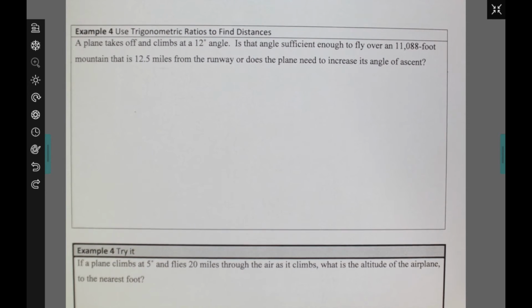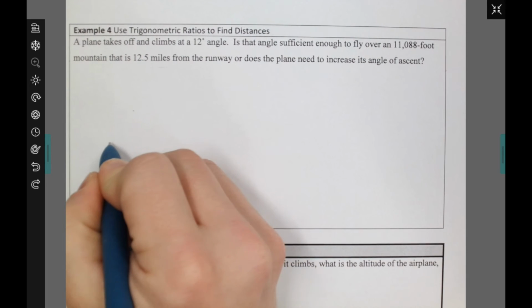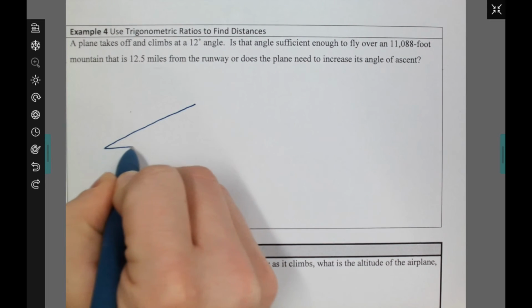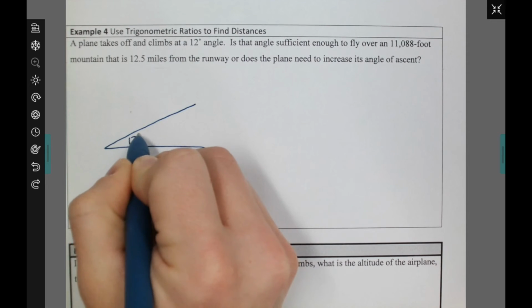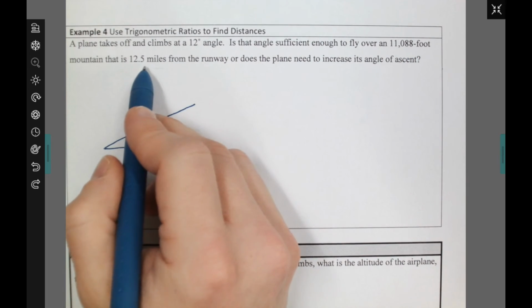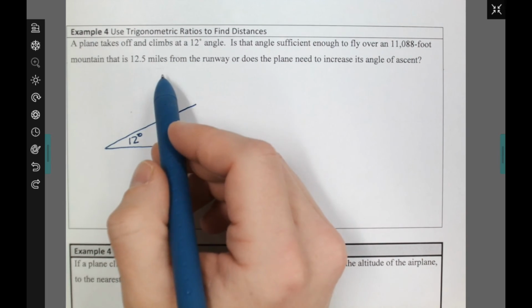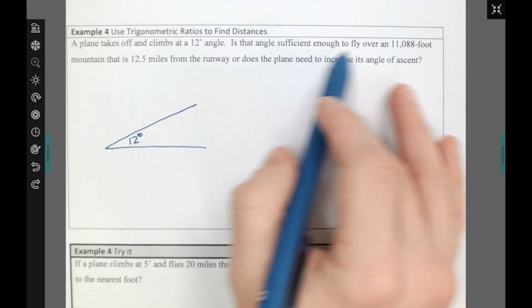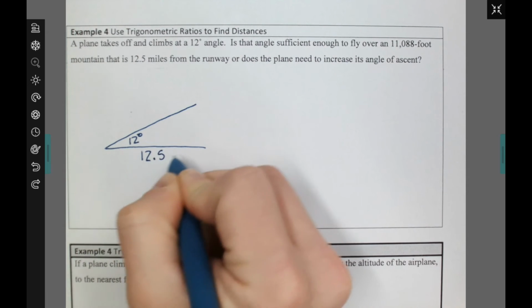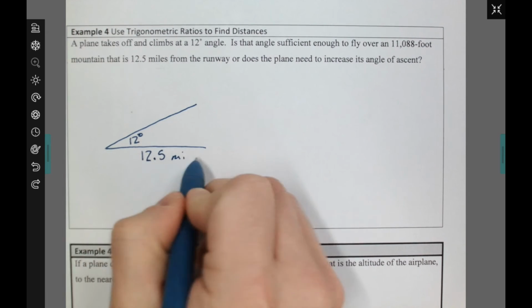All right, there's a couple ways you can attack this problem, but regardless of how you attack it, you are going to have to draw a picture. So I'm going to draw a picture for this plane taking off the ground. Okay, you got a plane going up, and its angle with the ground is 12 degrees. Okay, so I go ahead and throw that in there. They tell you that it is 12.5 miles away. So, okay, we're trying to get over a mountain that is 12.5 miles away. So since that's 12.5 miles away, I'm going to throw it down here.